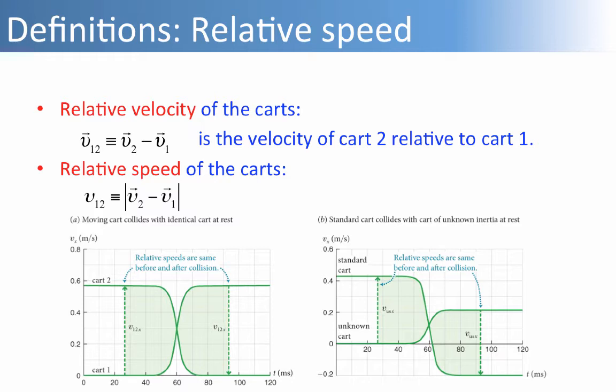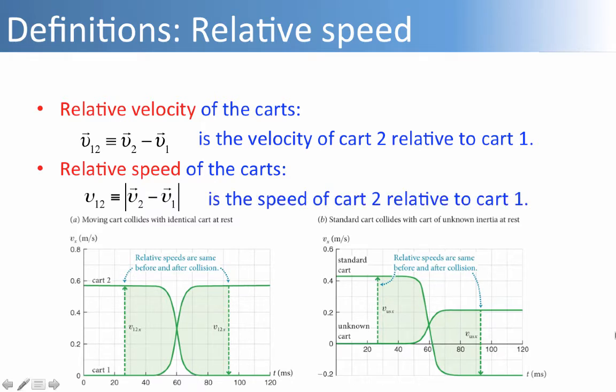So let's look at what this means. And this is also not the same as the difference in the speeds. If we look at this image on the right-hand side, we start with a velocity of the standard cart of like 0.4 or something like that, and a velocity of the other cart of 0. So the difference is approximately 0.4 between them. If we say v unknown minus v standard, it would be 0 minus 0.4, and that would be minus 0.4.